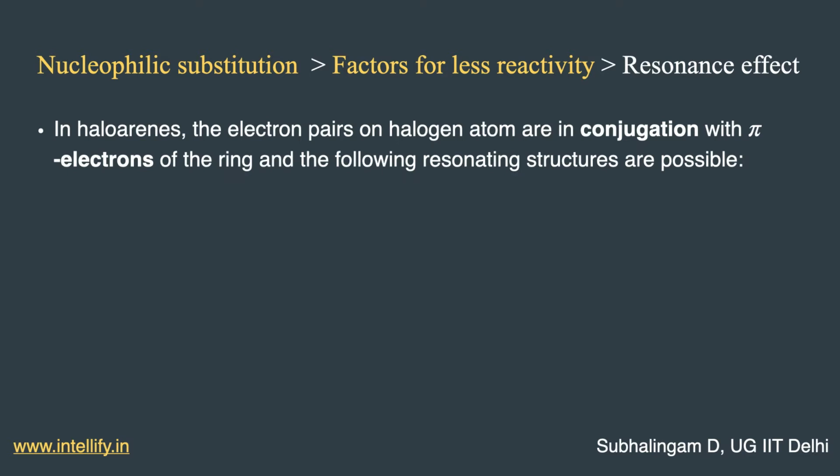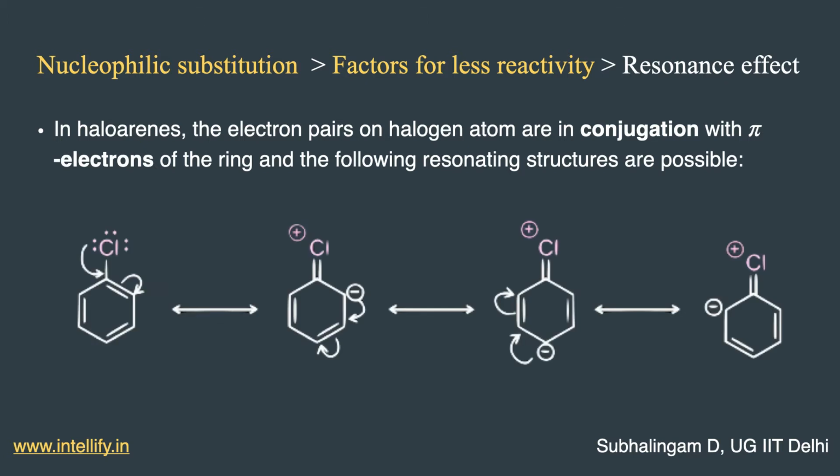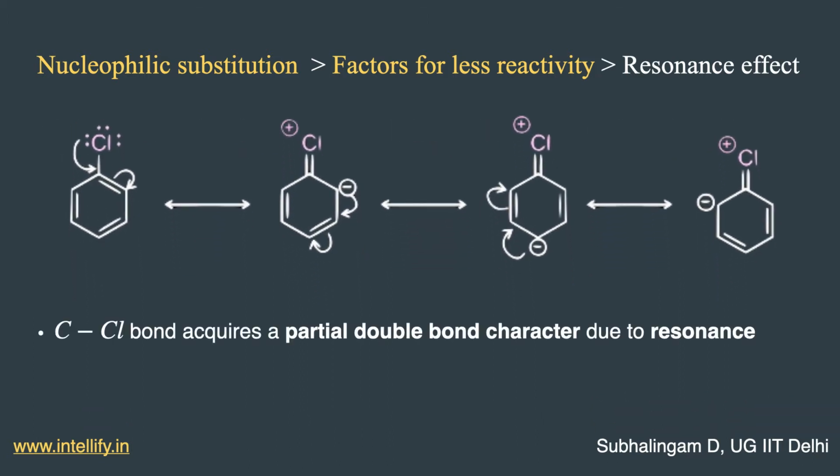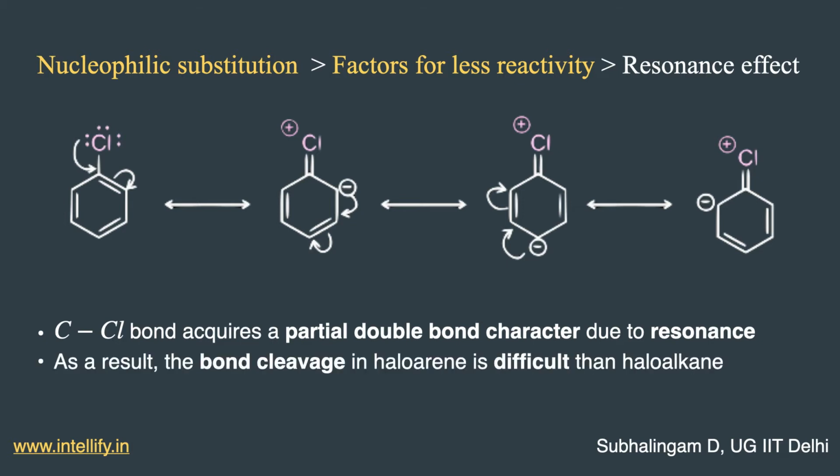In haloarenes, the electron pairs on halogen atoms are in conjugation with pi electrons of the ring, and the following resonating structures are possible. So these are the resonating structures that are possible. The C-Cl bond acquires a partial double bond character due to resonance. I have taken chlorine here. In fact, you can take any halogen in place of chlorine. As a result, the bond cleavage in haloarenes is more difficult than in haloalkanes.